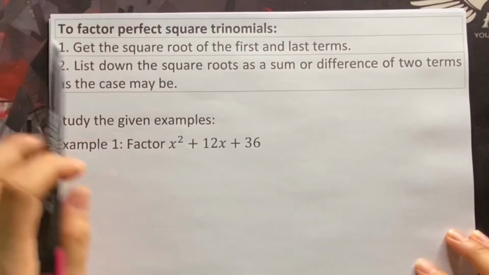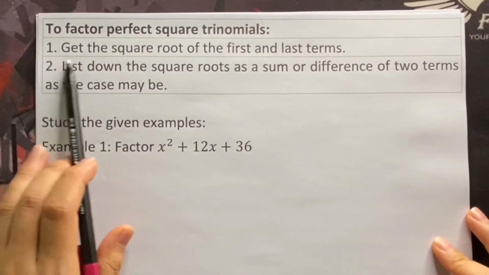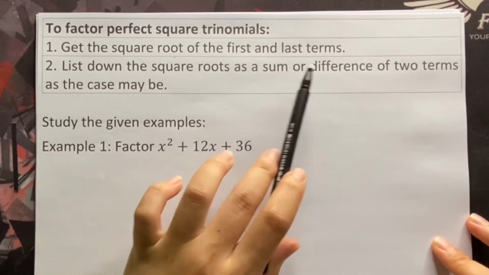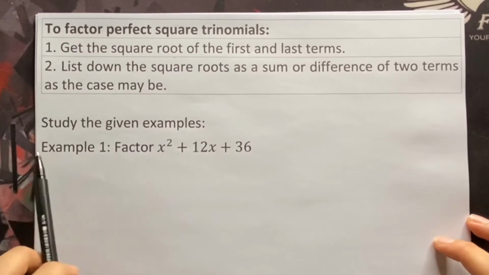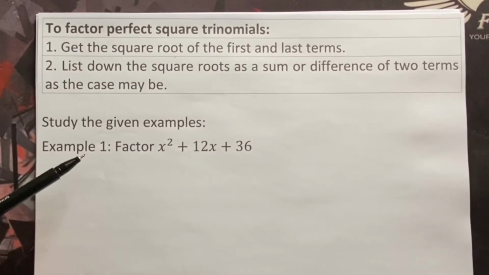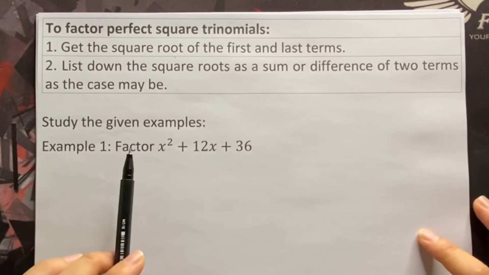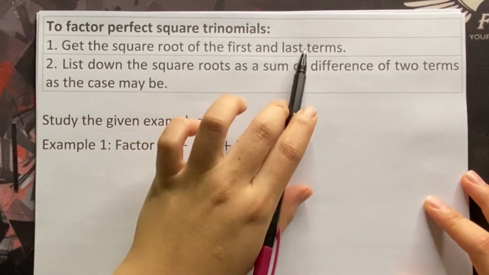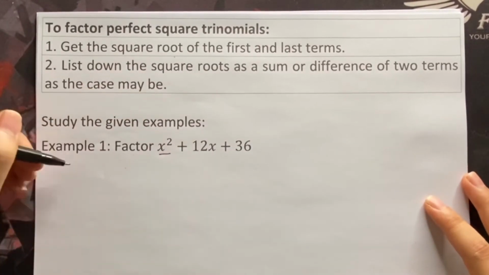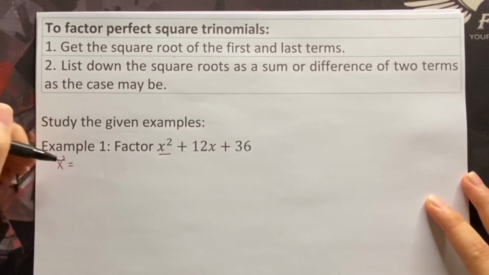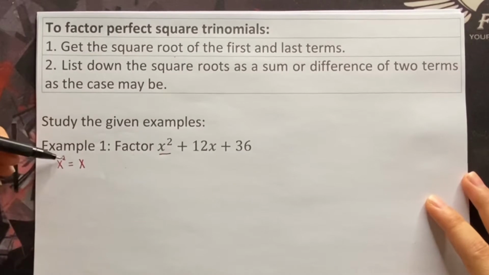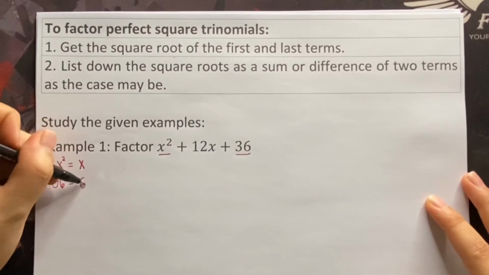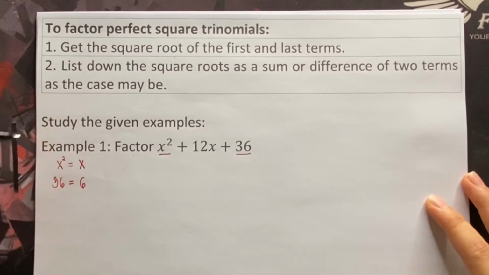Paano naman mag-factor ng perfect square trinomial? 1. Get the square root of the first and last term. 2. List down the square roots as a sum or difference of two terms, as the case may be. Study the given examples. So, number 1 muna tayo. Pag-aralan natin to. I-factor mo ang x squared plus 12x plus 36. Okay. Get the square root of the first and last terms. Ano ang square root ng x squared? X, because x times x is x squared. Ano ang square root ng 36? 6 because 6 times 6 is 36.